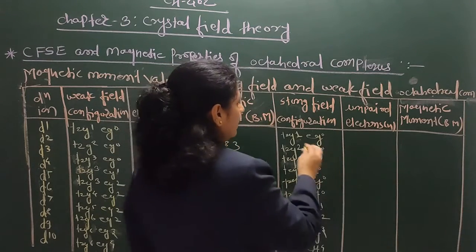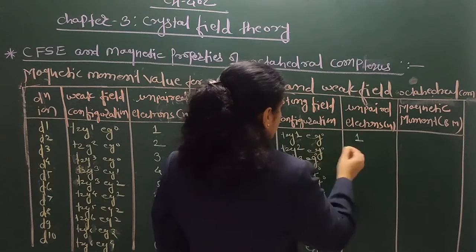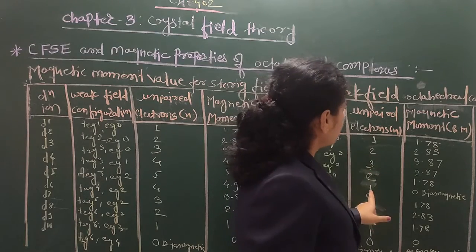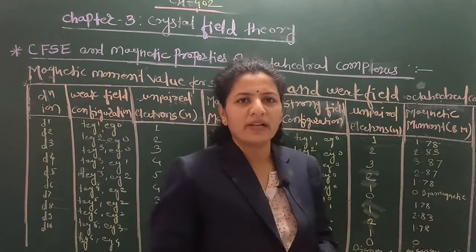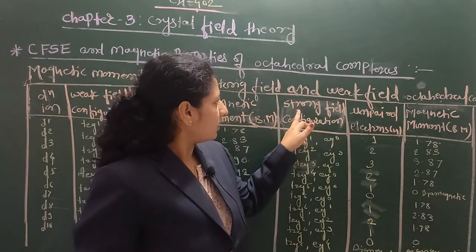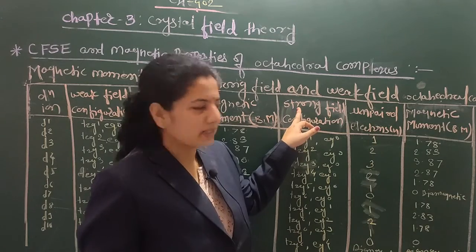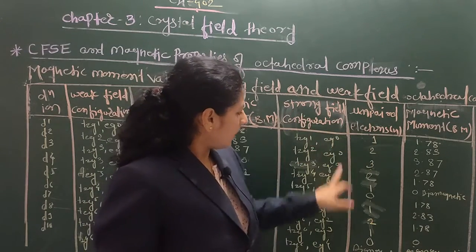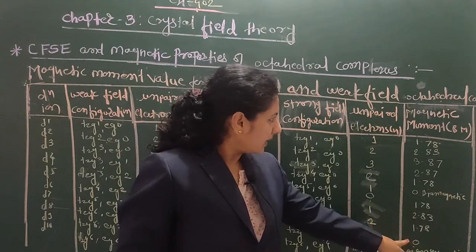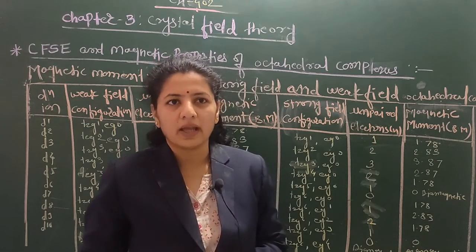So how many unpaired electrons are there for the d1 system of strong field ligand complexes? That is 1. For the next there will be 2, then 3, 4. So this is all about the magnetic moments and unpaired electrons of the dn systems, that is d1 to d10, in strong field configuration. On the basis of this strong field configuration, we can write the unpaired electrons. From the unpaired electrons, as we know, the number of unpaired electrons is related to the Bohr magneton approximately.